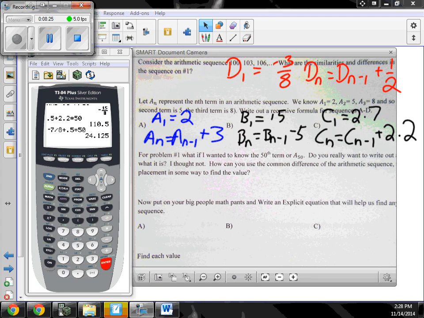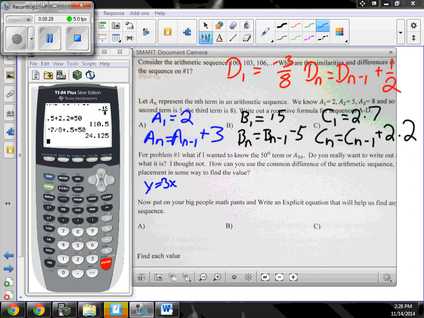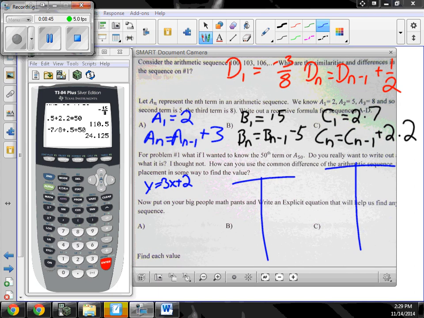So let's do y equals 3x plus 2. And if you plug in 50, you get 150. But we've overlooked something. You broke something. Let's consider our sequence in two different ways.